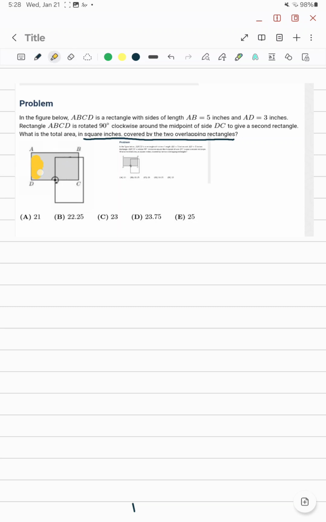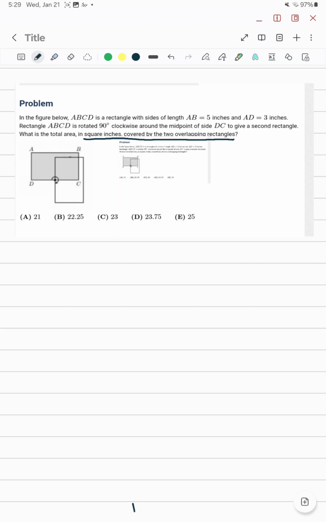Let's imagine that this is the area that we have to solve for. This is all well and good, but we have an overlapping section. So what we're supposed to do is figure out from these two rectangles, we're supposed to subtract this part. Okay, let's now begin the calculation.